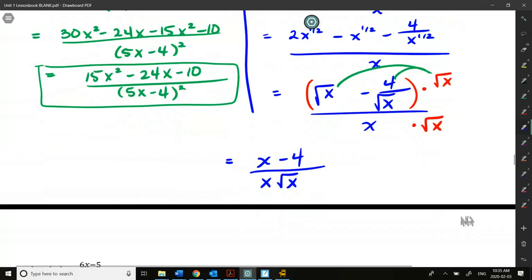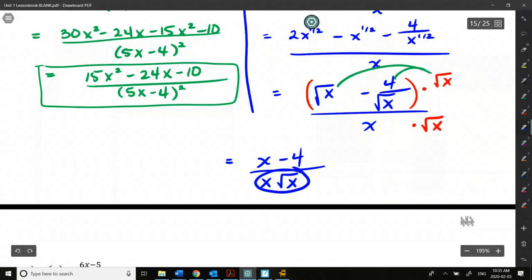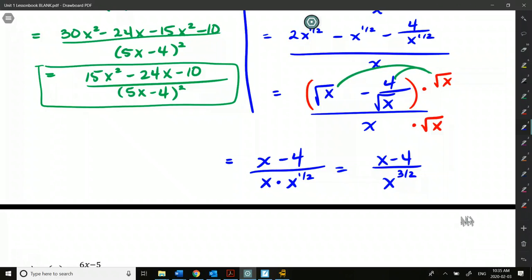Okay, and then the last thing that I'm going to do is gather these two x's on the bottom. So we do have a root x on the bottom, but if you write that as x to the half, we're just going to gather these two like bases here. So it will be 2 over 2 plus 1 over 2, and that gives us 3 over 2. Remember exponent rules: keep the base, add the exponents. So I'm adding x to the 1, so 1 plus a half gives us 3 over 2.